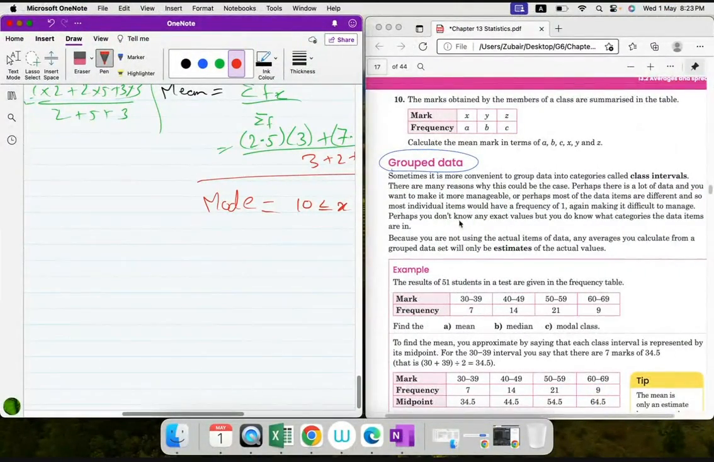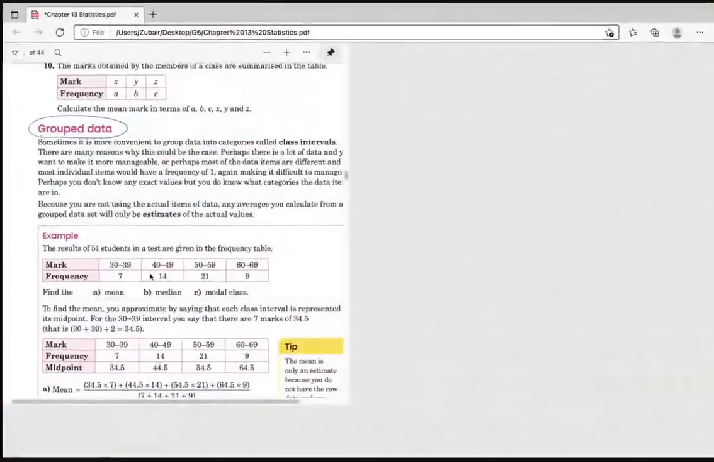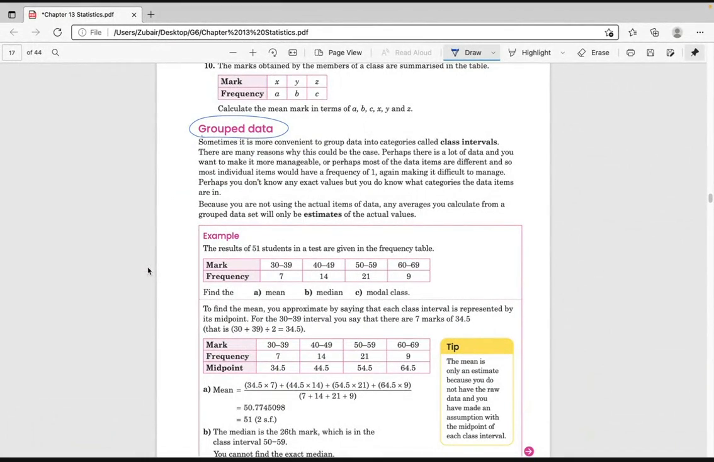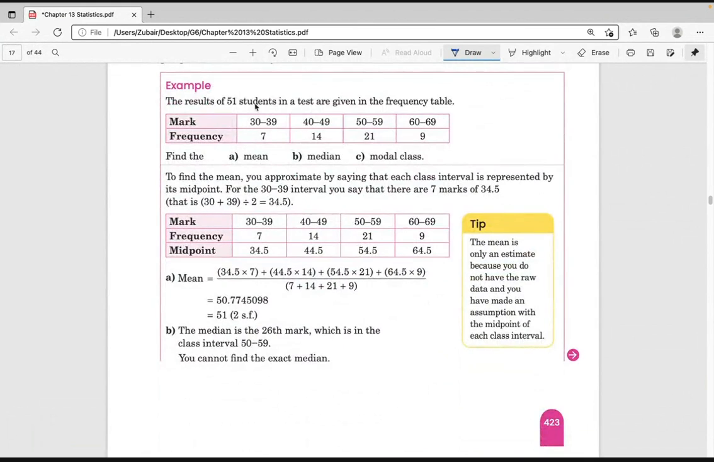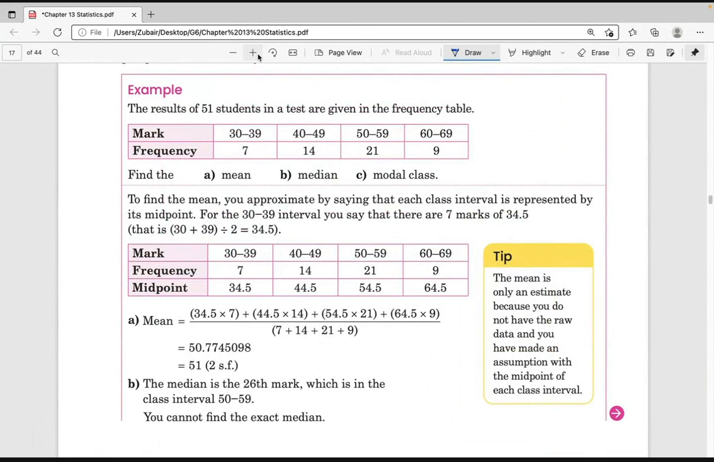Let's see. This is a worked example. Let's go through it quickly, and then we'll jump on to the exercise. The results of 51 students in a test are given in a frequency table. Marks are there, frequencies there. Find the mean. So 30 and 39, just check with this worked example. Do you get the middle number as 34.5?